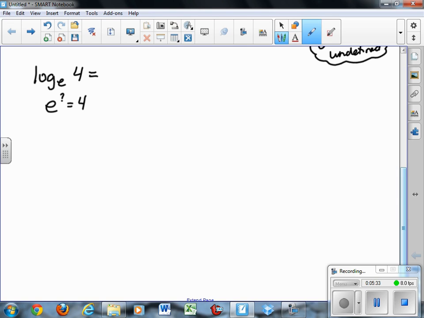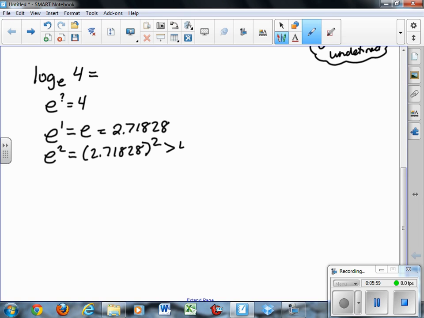made the number 2, it would be too big, so it's going to be somewhere between 1 and 2, because e to the first would equal e, and that would be about 2.71828. E squared would be 2.71828 squared. So I know that that's going to be bigger than 4, right? So I know that this answer has to be between 1 and 2. So I'll just leave it there for right now, just to get you kind of thinking about this.